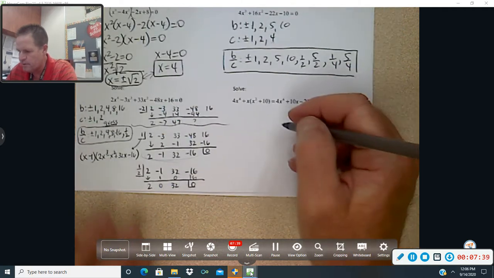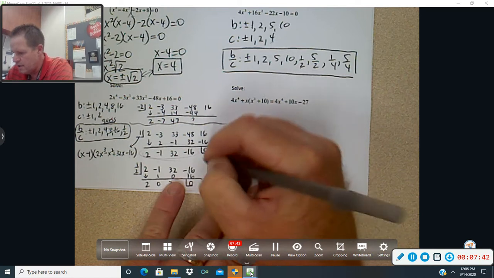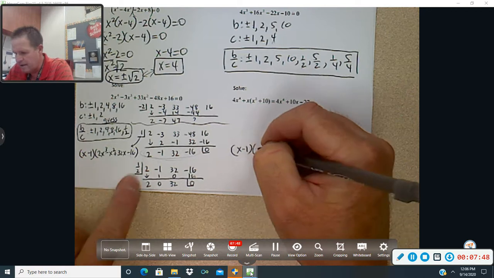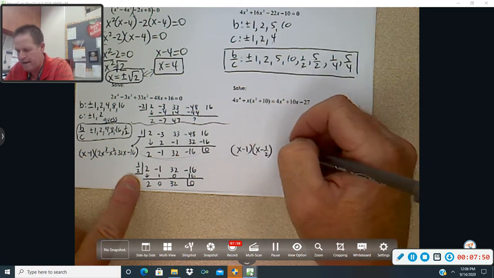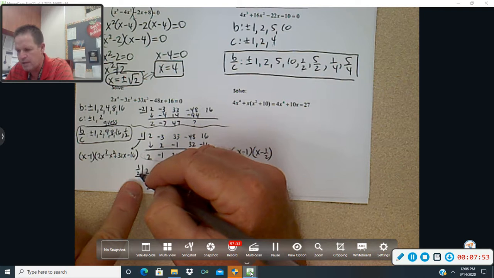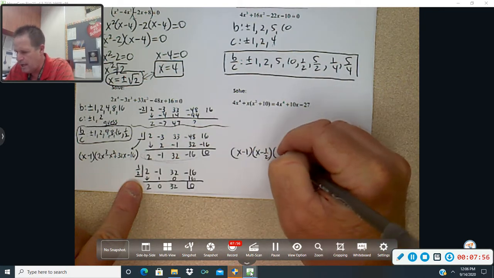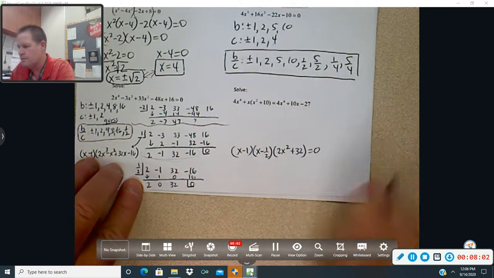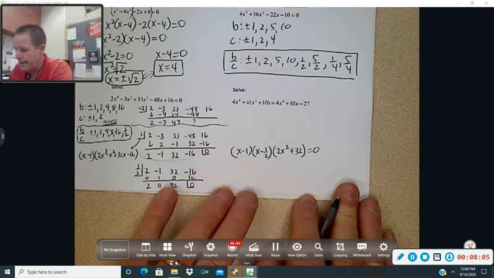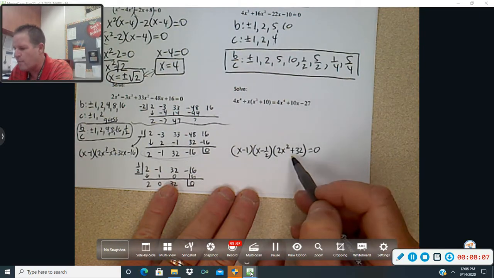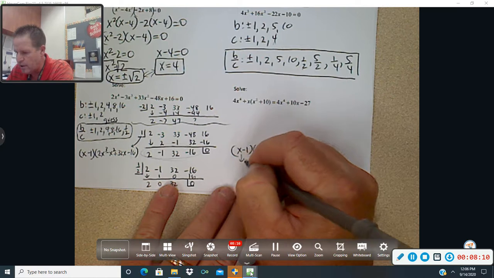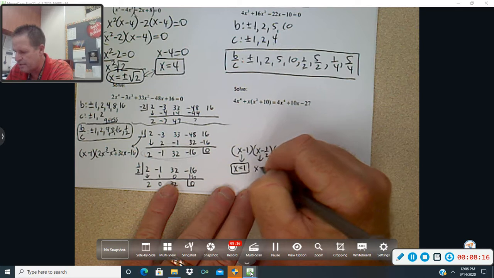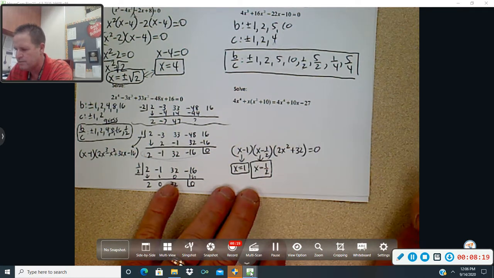I'm going to spill over into this other question, so I'll have to do it on the back. It tells us that my first factor, x minus 1, that I had from over here, my second factor is x minus 1/2. Okay, because 1/2 went in the box, x minus 1/2, times 2x squared plus 32 equals 0. Now again, for solving, we'll try to factor this further, but we can't. So we'll have to set each part equal to 0. That's going to give us x equals 1 as an answer. This is going to give us x equals 1/2 as an answer.